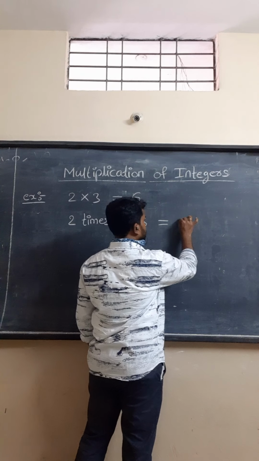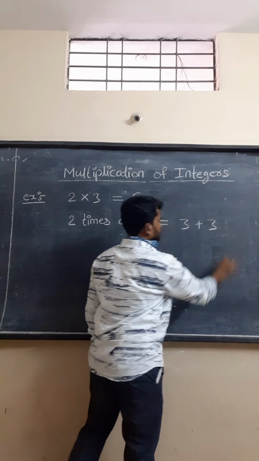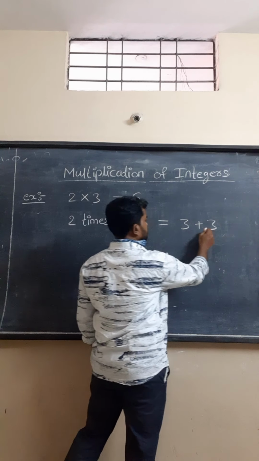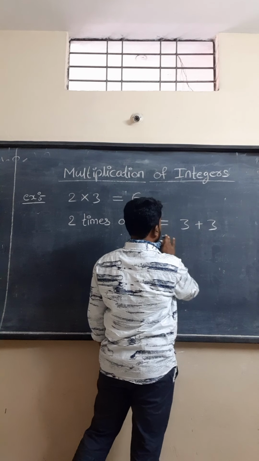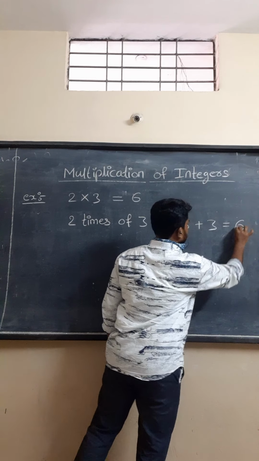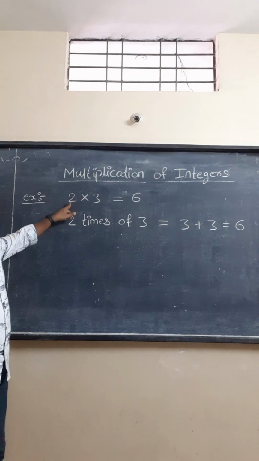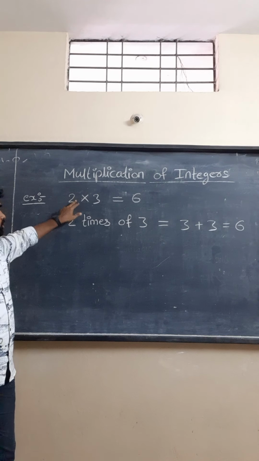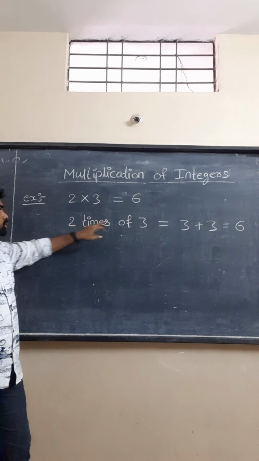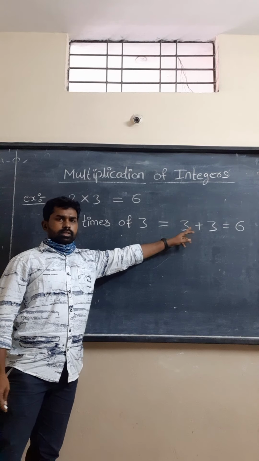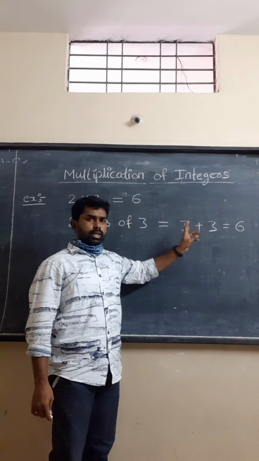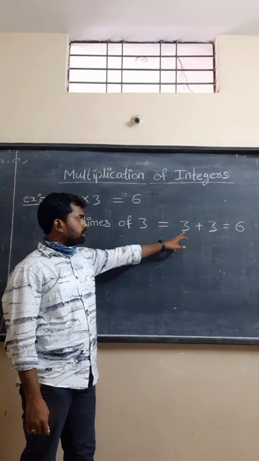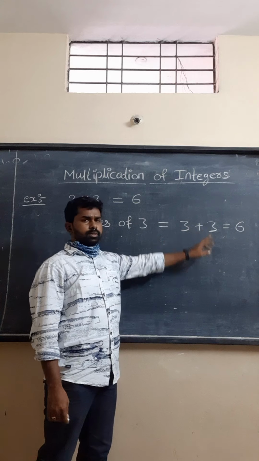We need to add 3, 2 times. See, I am adding 3 plus 3, 2 times. What is the answer? The answer is 6. 2 into 3 is 6. The same statement I am writing here: 2 into 3 can also be written as 2 times of 3, which is 3 plus 3, writing 3 two times, equal to 6. Repeated addition means I am repeating the number. Say, 3 is repeating 2 times.